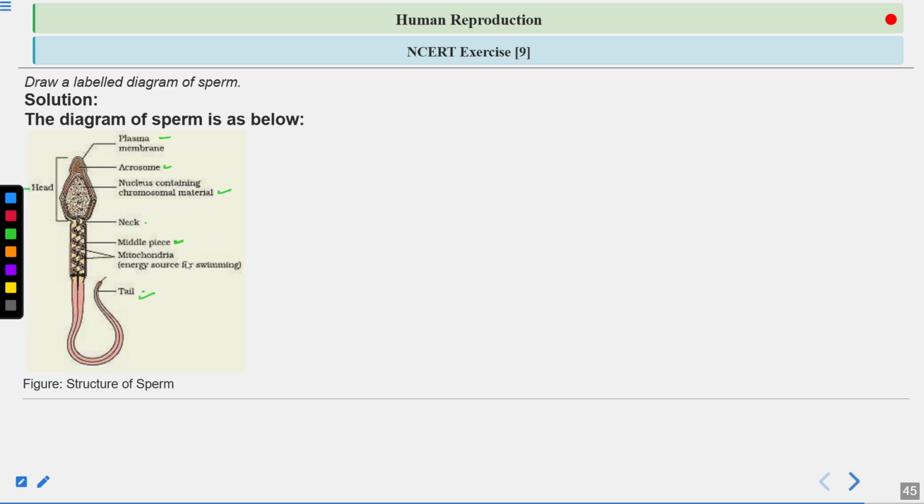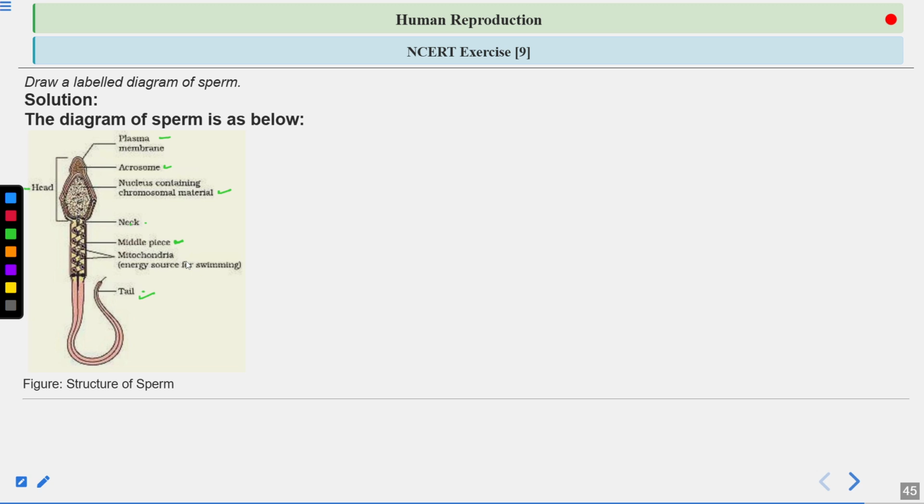This is clear. Now sperms, they can swim. So they are motile, but the egg is non-motile. Okay, so what happens now? You should know about the passage of the sperm also, how the sperm travels and how it reaches the ampullary region of the fallopian tube.